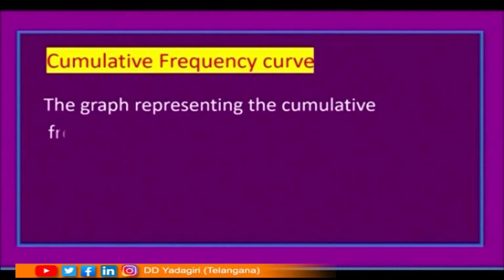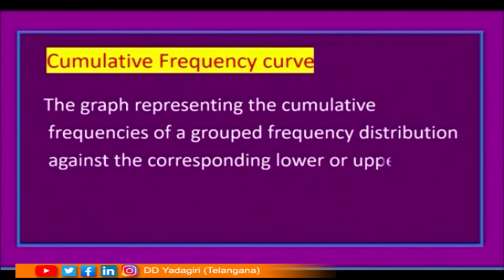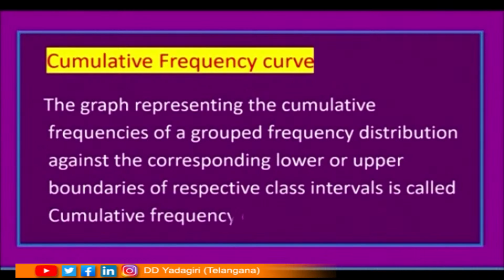So what exactly is a cumulative frequency curve? The graph representing the cumulative frequency of a grouped frequency distribution against the corresponding lower or upper boundaries of respective class intervals is called a cumulative frequency curve or an Ogive curve. See, you are going to take the lower or upper boundaries on one axis and the cumulative frequency on another axis.